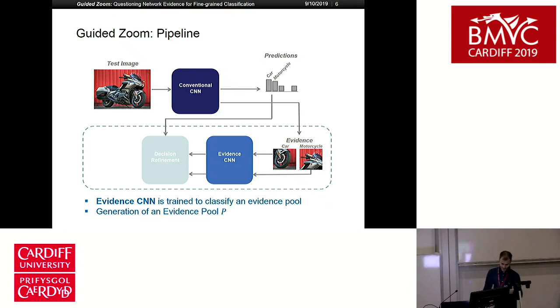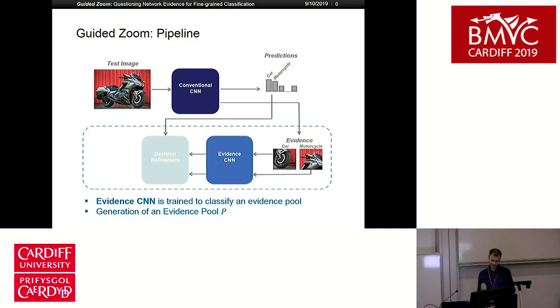Suppose that you are in testing, and your test image is passed inside the conventional CNN. The conventional CNN will predict specific class conditional probabilities. In our work, we will focus the attention on the first top K predicted classes. In this case, two, for example, so between the car and the motorcycle prediction, we will generate a saliency map for these two predicted classes, and we will extract the evidence around the peak of saliency for these saliency maps. We'll obtain something like displayed in the slides, where there is an evidence for the class car and an evidence for the class motorcycle.